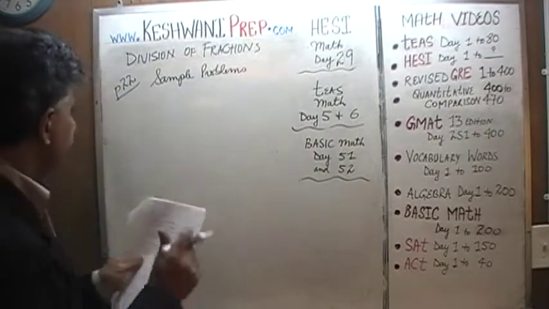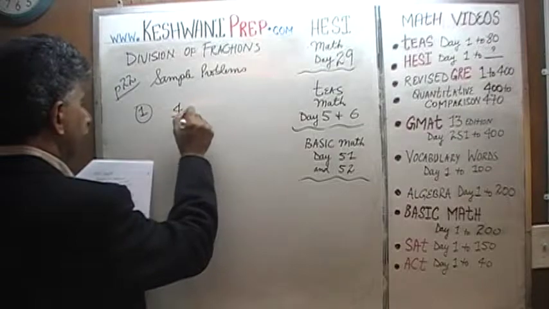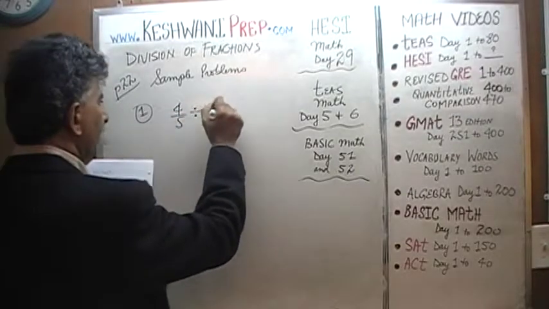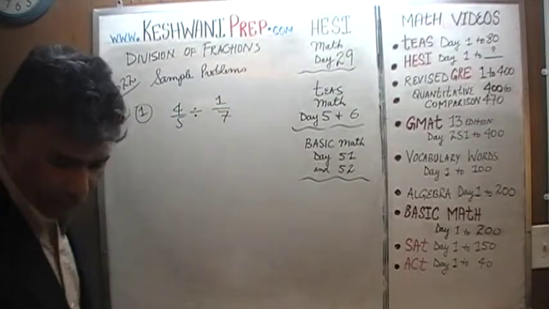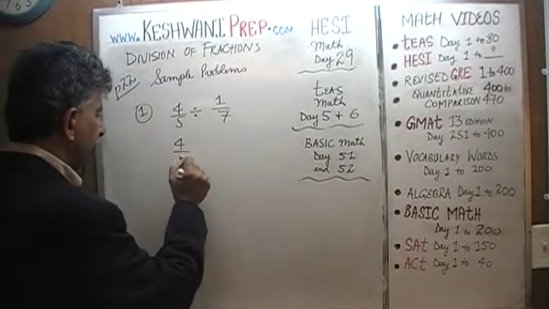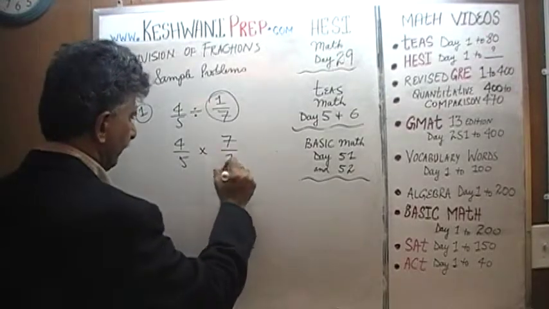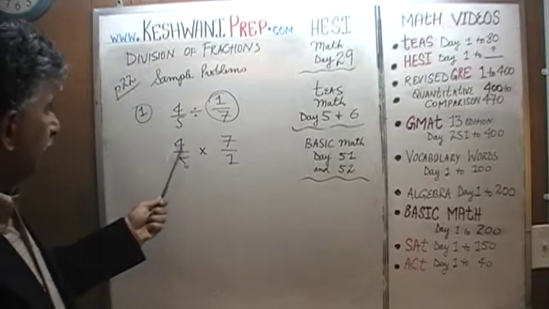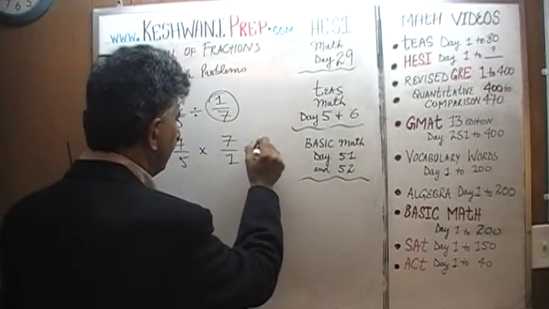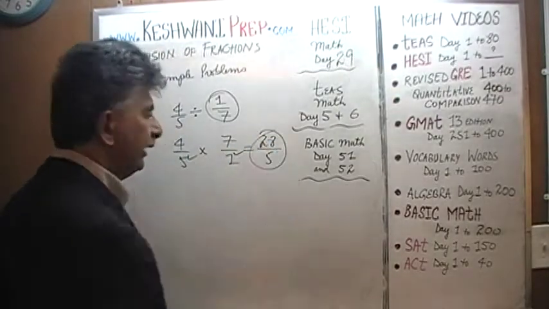Number 1, 4 fifths divided by 1 seventh, which is the same as 4 fifths times 1 seventh becomes 7 over 1, or 7 if you like. 4 times 7 is 28, and 5 times 1 is 5, we end up with 28 over 5.